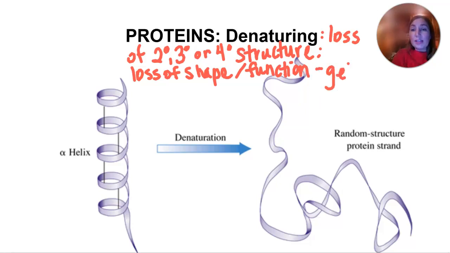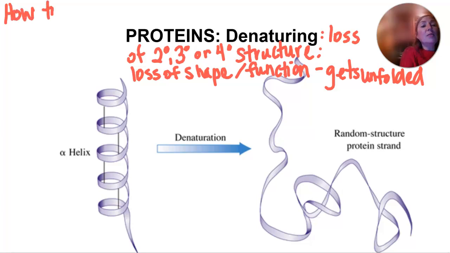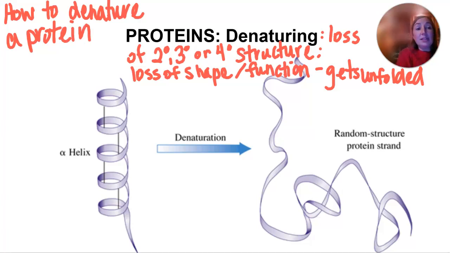In denaturing, the protein gets unfolded. Kind of think of it as really unraveling. It gets all unfolded. How does this happen? Well, let's think about it. How to denature a protein. What are some of the common ways that we can denature a protein? Heat. I think of a denatured protein example as a cooked egg, right? We're heating that and cooking it to denature that protein.